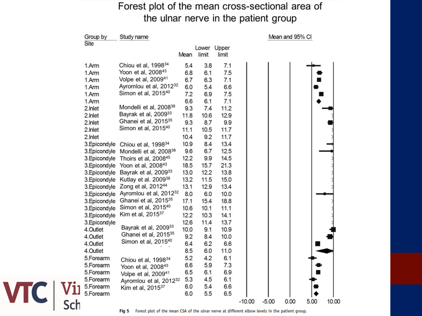With the knowledge that the difference in cross-sectional area is most significant at the medial epicondyle, and keeping in mind that an area of compression will result in enlargement of the nerve just proximal to the compressed site, what should we use as our cutoff value for the cross-sectional area? And again, if you look at this forest plot, it demonstrates that the most commonly utilized diagnostic criterion is a cross-sectional area greater than 10 millimeters squared.